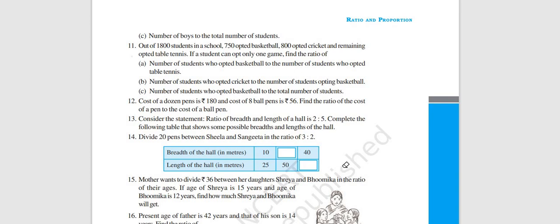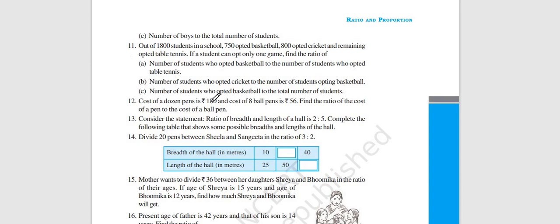Question number 12. Cost of a dozen pens is 180 rupees and cost of 8 ball pens is 56 rupees. We have to determine the ratio of the cost of a pen to cost of a ball pen. So from this, you have to calculate the cost of a pen, what is the cost of each pen, and what is the cost of each ball pen. After that, you have to determine the ratio of the cost of a pen to the cost of a ball pen.